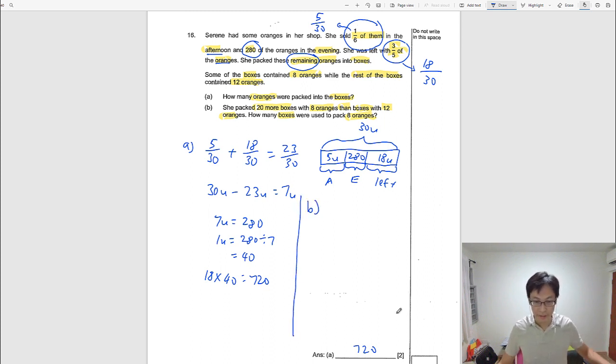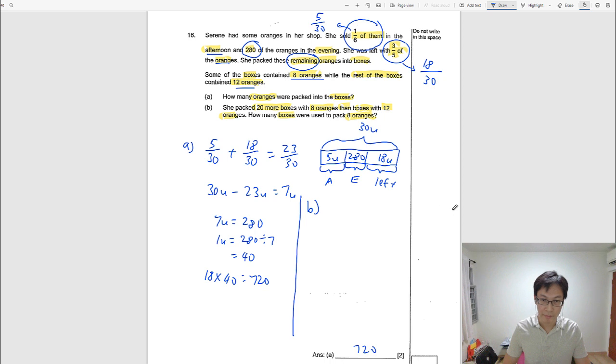Alright, the question says that she's going to pack these 720 oranges into boxes containing 8 as well as 12 oranges. And in the end, there are 20 more boxes with 8 oranges than the boxes with 12 oranges. So question, which method do we apply to solve part B? Can we apply assumption? You think about it. The answer is no. Why can we not use assumption?